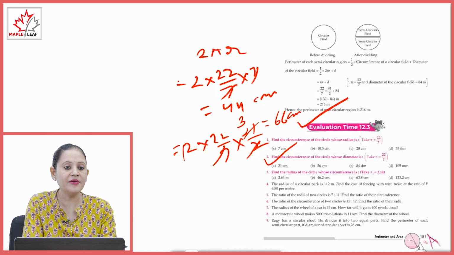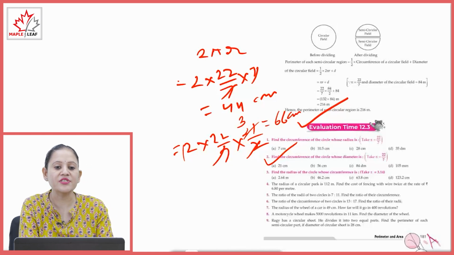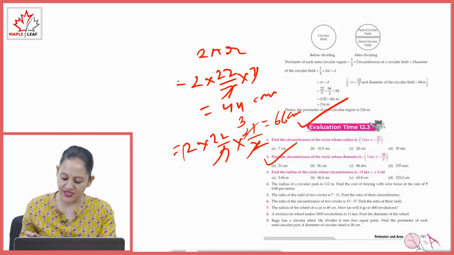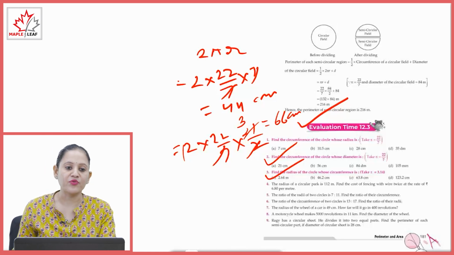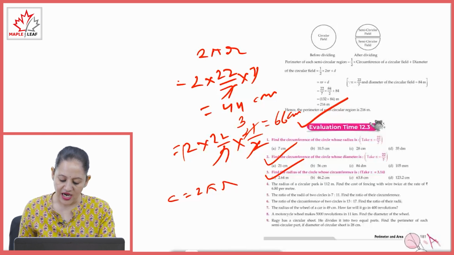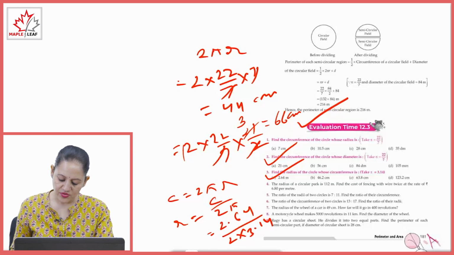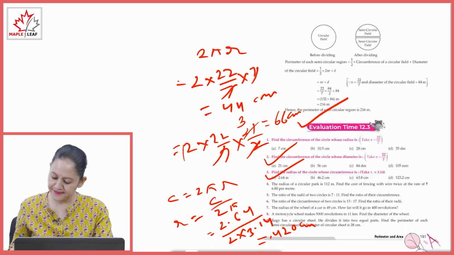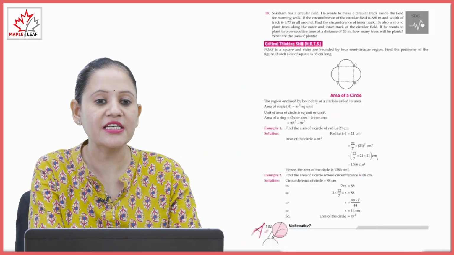66 centimeter. Clear? Next, find the radius of the circle whose circumference is given. Here we will take pi as 3.14. So circumference equals 2 pi r, so r equals c upon 2 pi. Circumference is given 2.64, so 2 into 3.14. That is equals to 0.420 centimeter. Clear? Practice all the questions of this exercise.